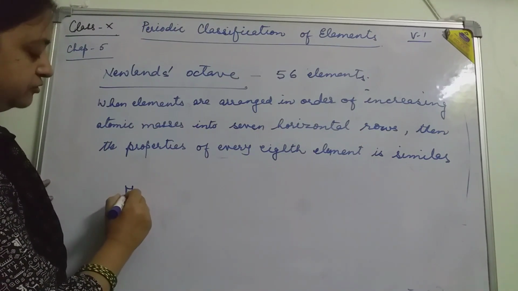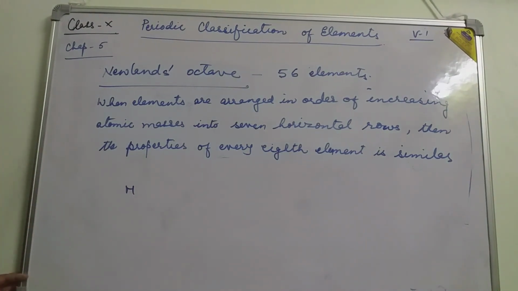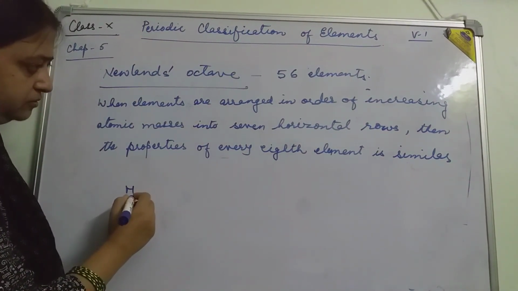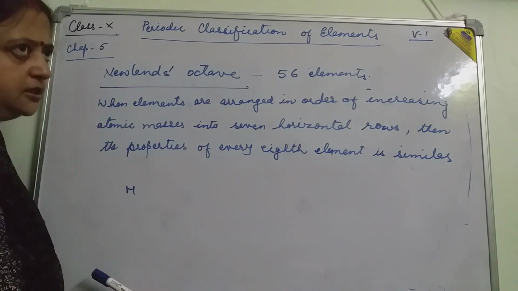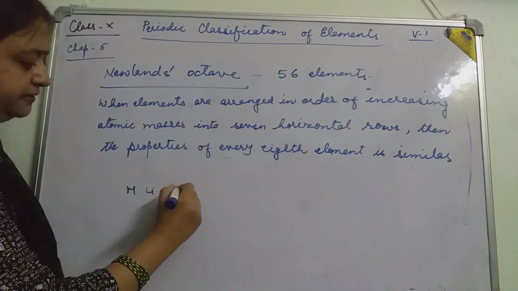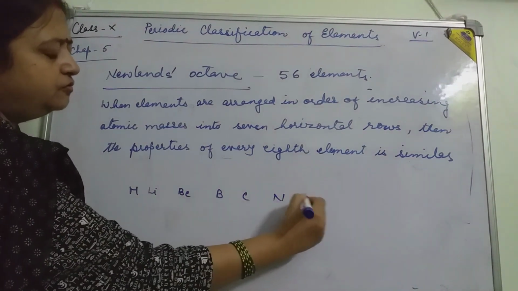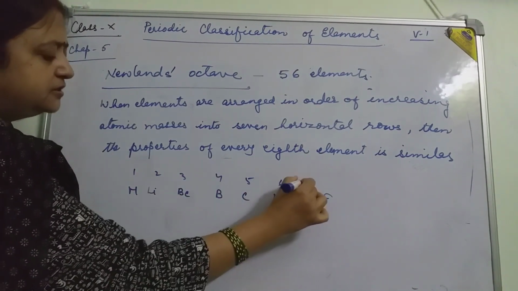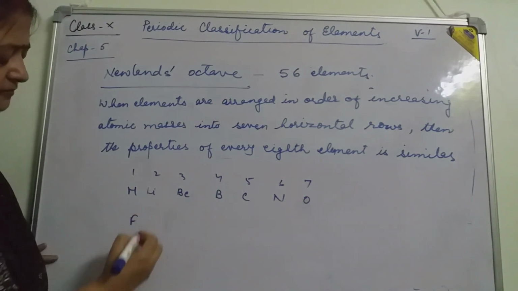We start from hydrogen. Helium, neon, argon, krypton, the inert gases, were not known at that time. Inert gases were in fact discovered after Mendeleev's periodic table. Li, Be, B, C, N, O, F: 1, 2, 3, 4, 5, 6, 7. So this F is arranged here.